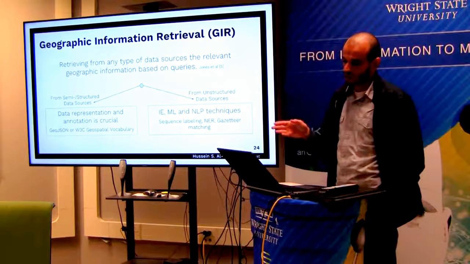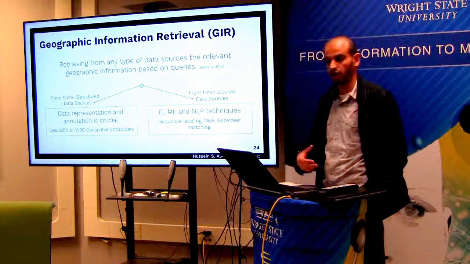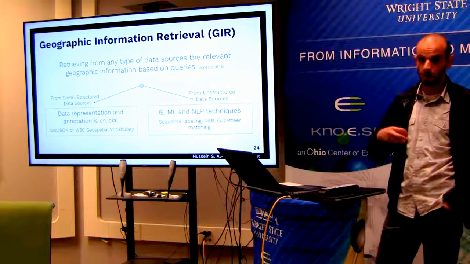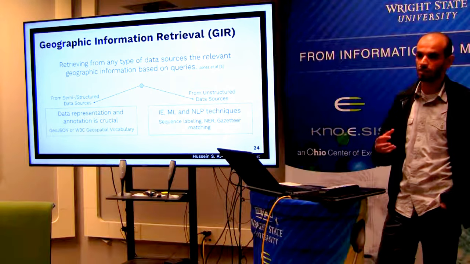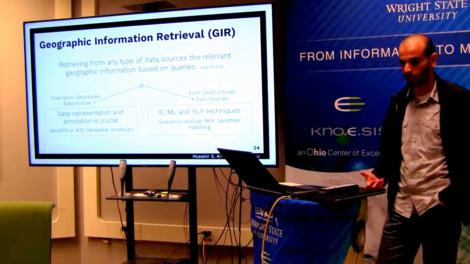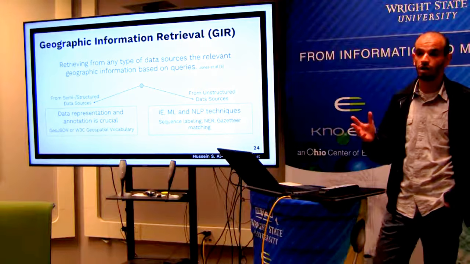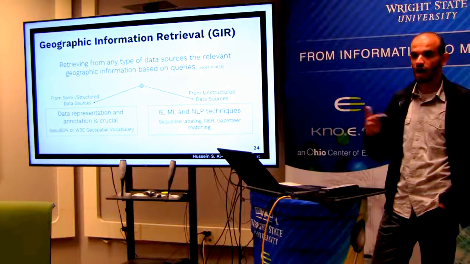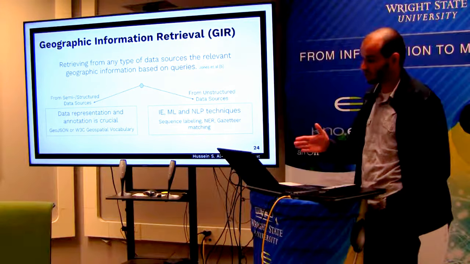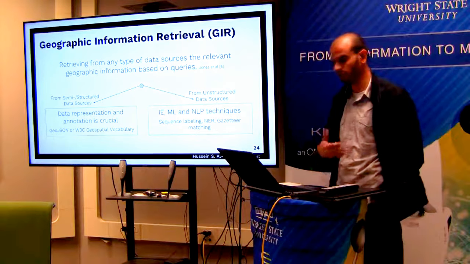So if you are talking about getting them from semi-structured and structured data sources, then we need data representation and annotation, which is very crucial for such things to happen, right? If data is not correctly represented or correctly stored and does not have clear metadata and clear semantics, then I will not be able to retrieve them, right? And that's why we need the W3C geospatial vocabulary, or GeoJSON. For example, Twitter JSON tweets, when you retrieve them, are actually encoded as GeoJSON objects. If we're talking about retrieving geographic information from unstructured data sources, then that's where we need information extraction, machine learning, and NLP techniques.